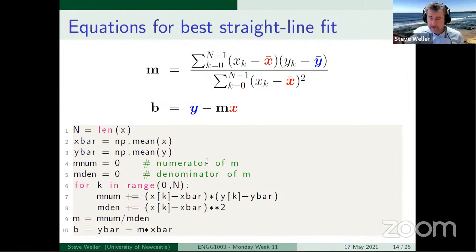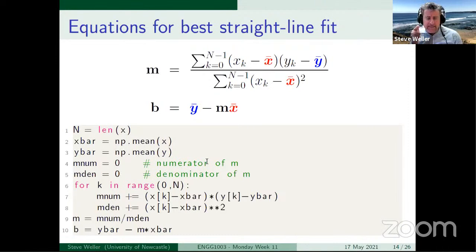If you look at the equations, let's look at the equation for M. It's a fraction. In the numerator of the fraction, we have a summation. We saw the summation notation earlier with the sigma. It's a sum of products. Each of those products is the gap between the kth element of the X array and the average of the X array, multiplied by the gap between the kth element of the Y array and the average value of the Y array. You can see here now that the X bars and Y bars have been presented in red and blue fonts, just to draw your eye to their existence, knowing that they're easily computed.